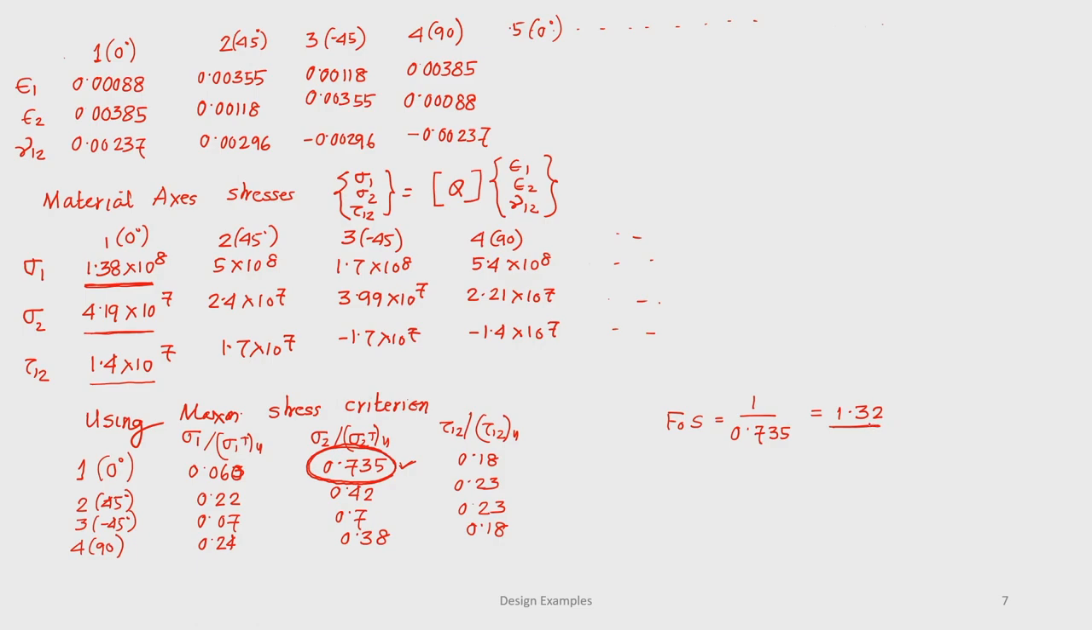Therefore, this carbon epoxy laminate which we have chosen to replace the aluminum will serve the purpose. It will not fail under this internal pressure intensity P and the twisting moment T, and its operating factor of safety is 1.32.